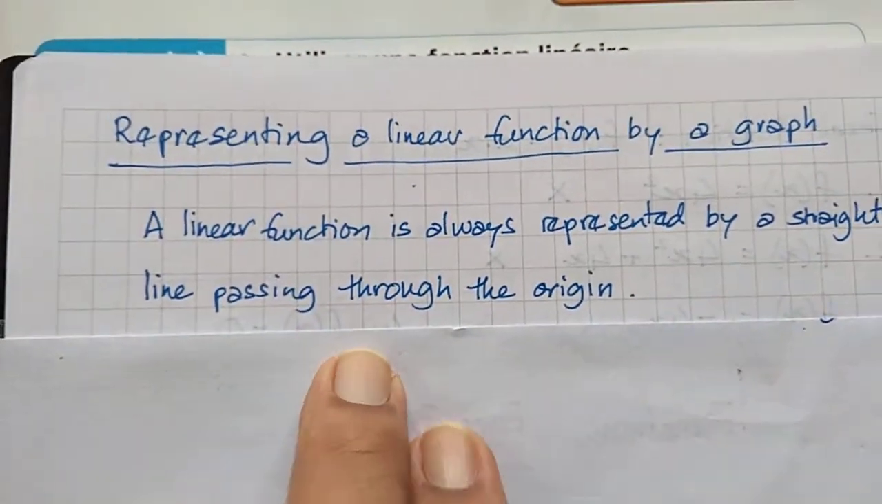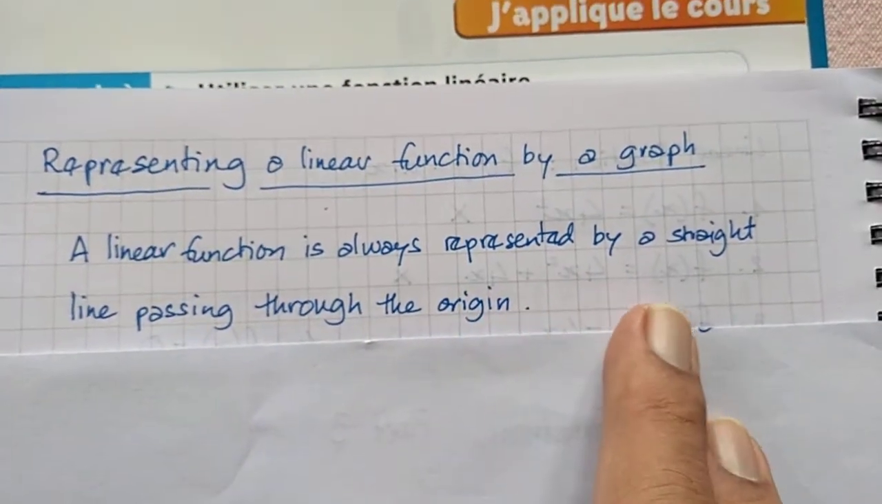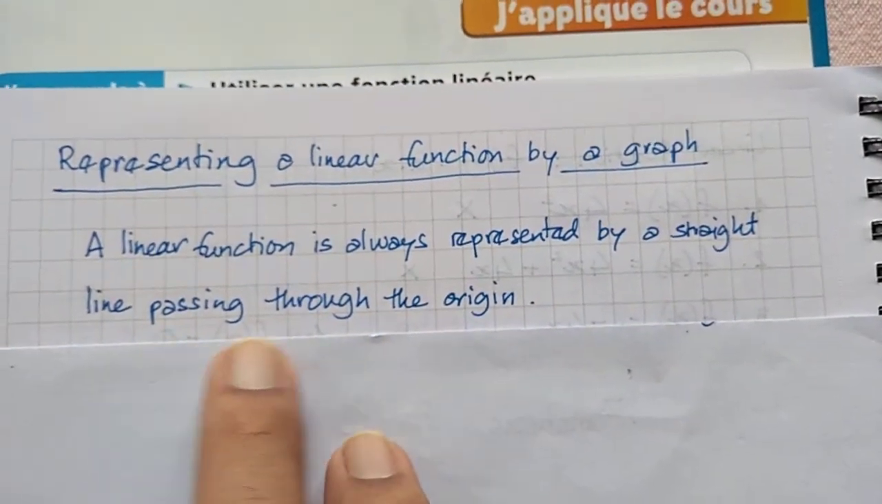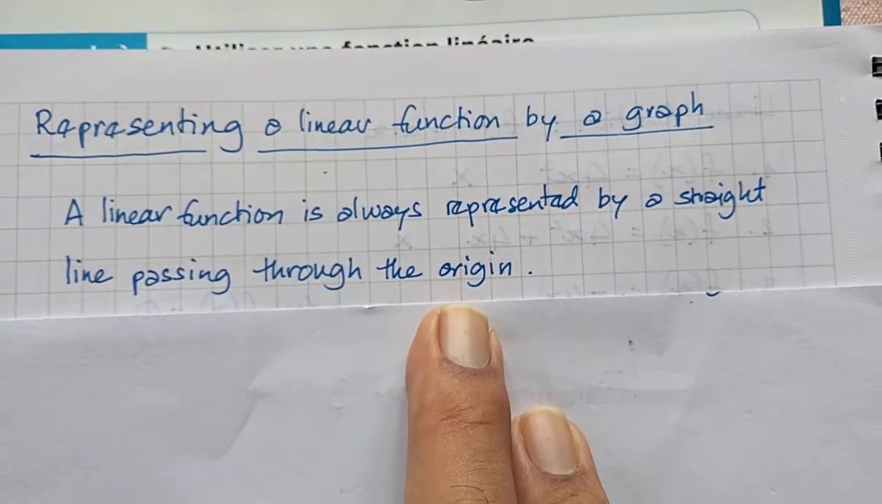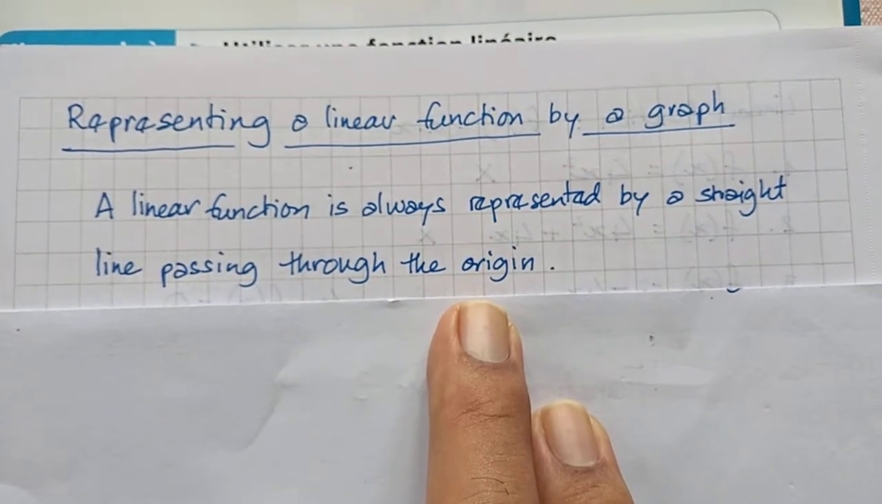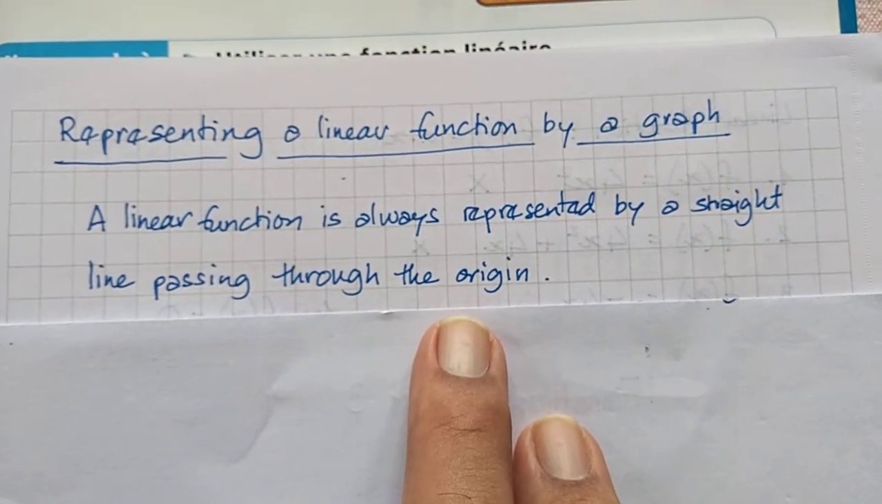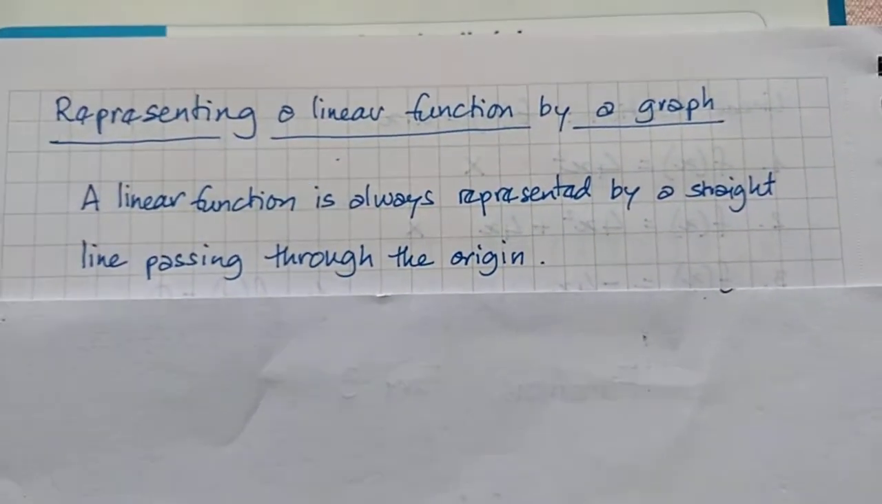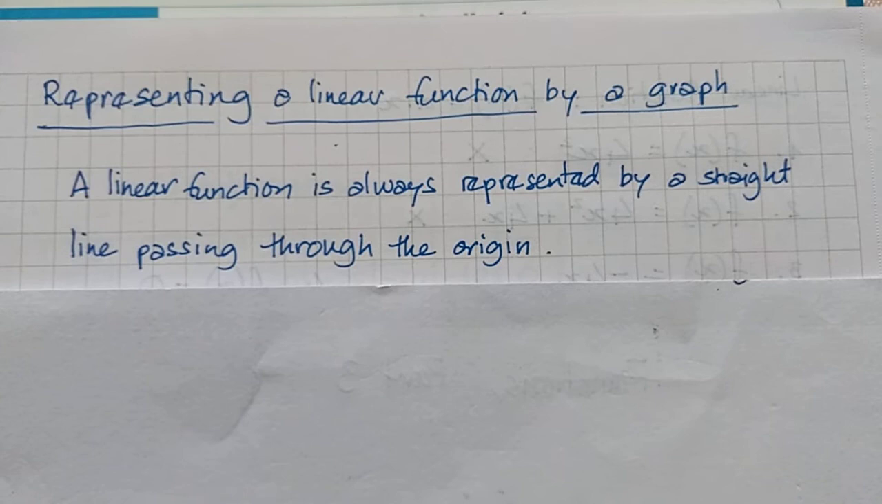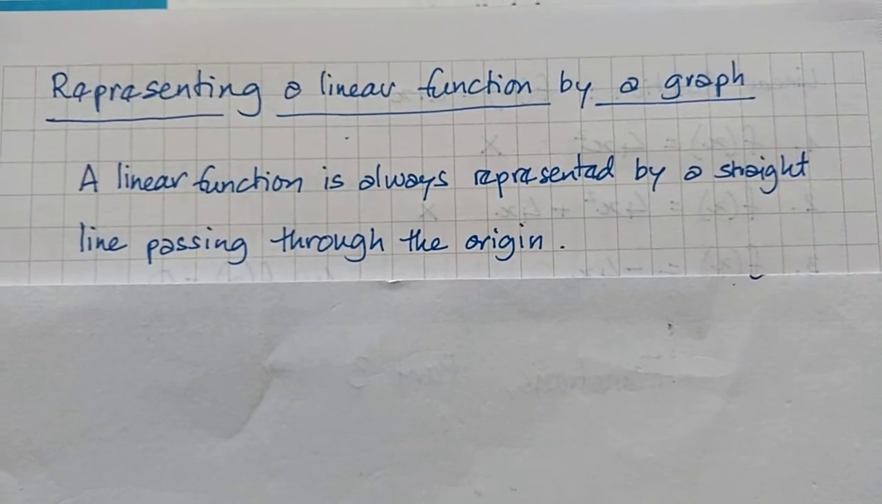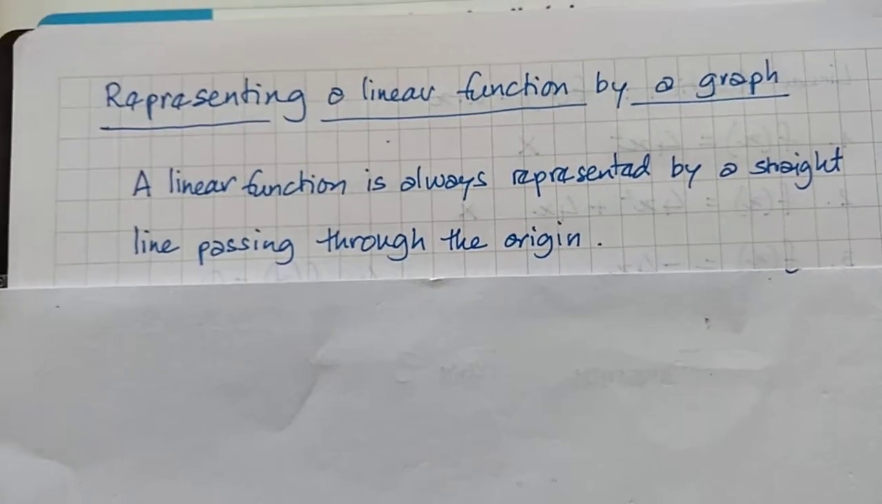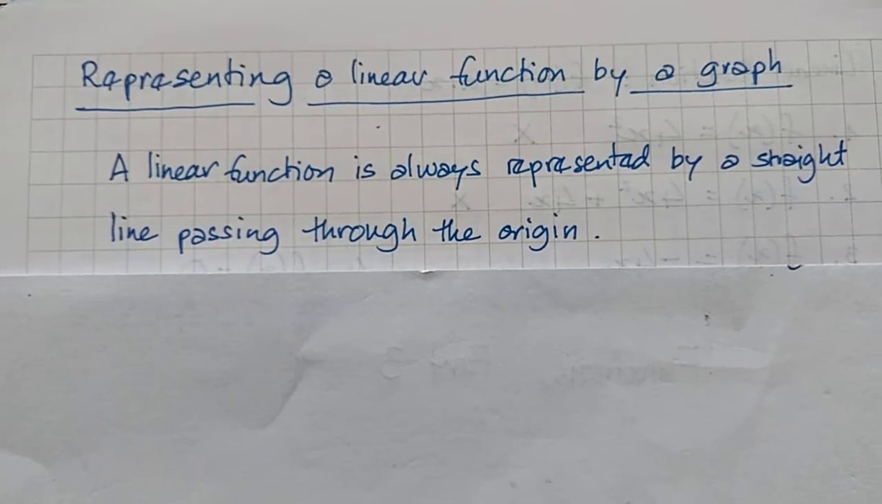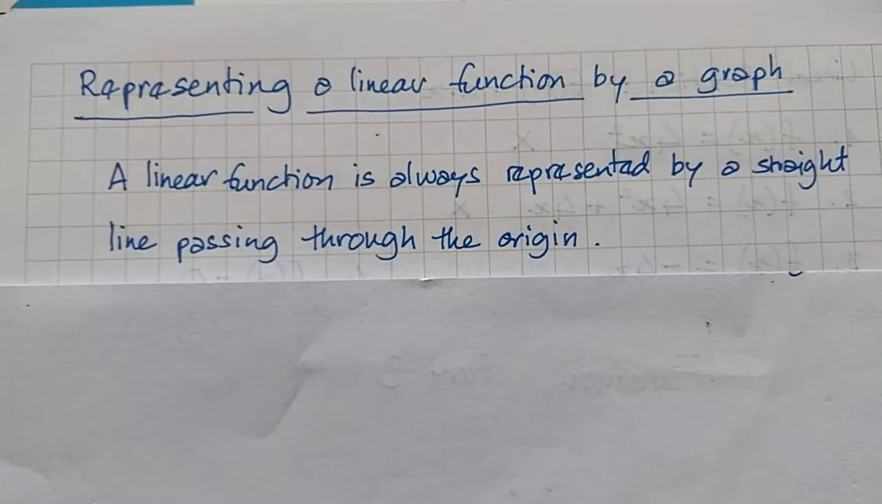A linear function is always represented by a straight line passing through the origin. So this is always true, that a linear function, whatever be the value of a, is always a straight line which passes through the origin. What is the origin? Where the x-axis and y-axis cut.